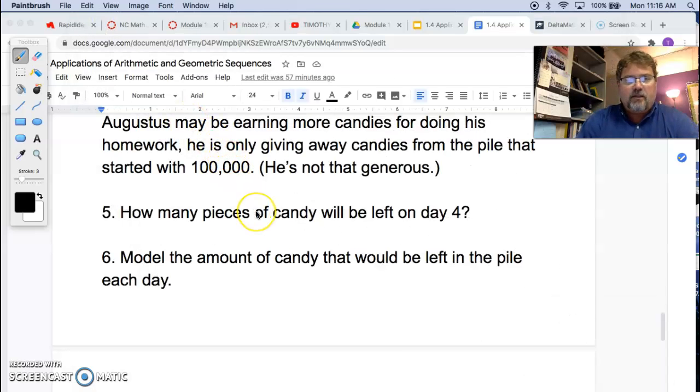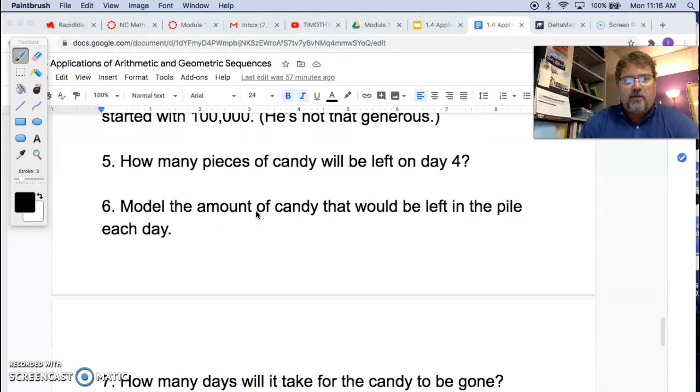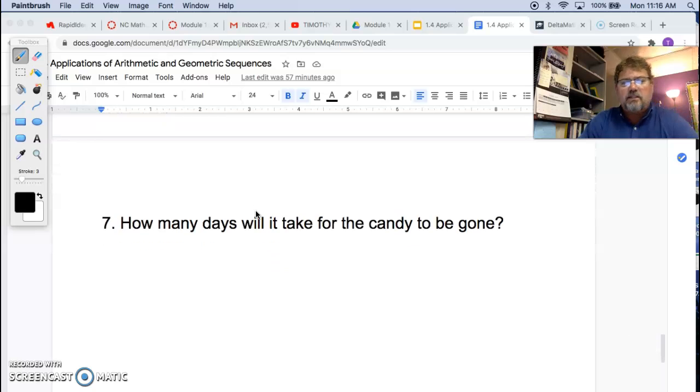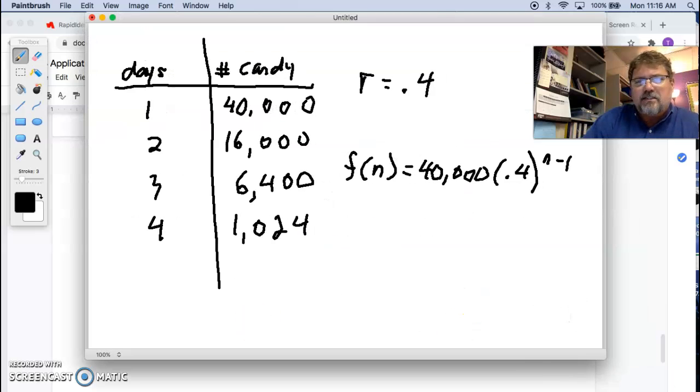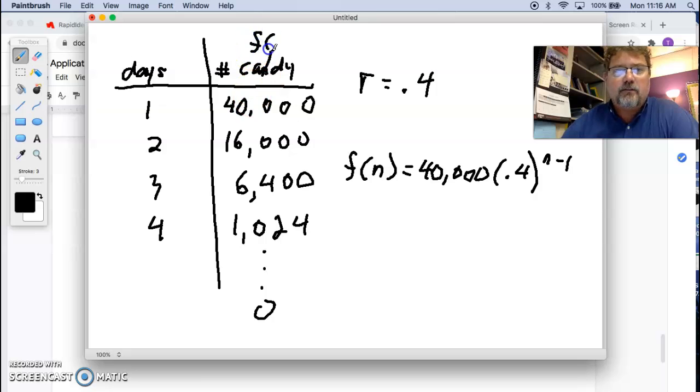Let's see. We got our model made. Now it says, how many days will it take for the candy to be gone? That means there's nothing left in the pile. Now, on our Math 1 level, we're going to have to do some guessing and checking with this, because what we really want to know is, when's the pile going to be gone? That means, when is this number going to be 0? And remember, that's your output, f of n.